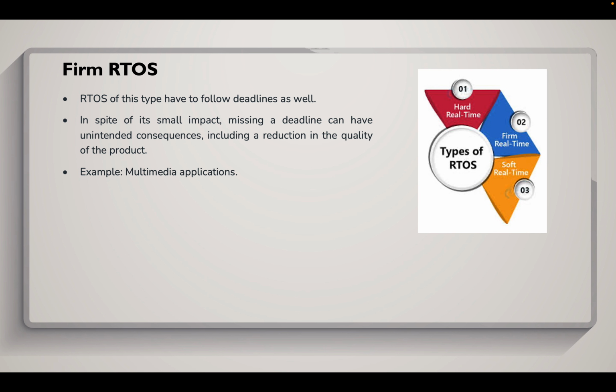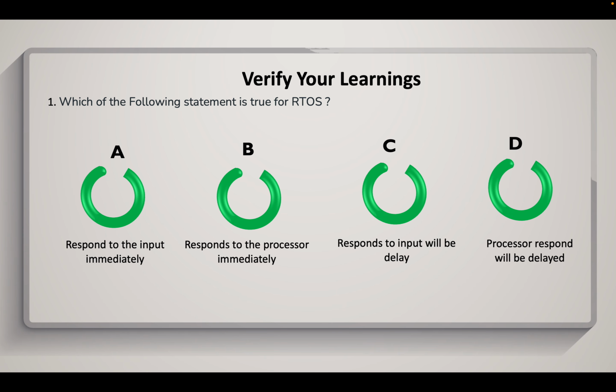Firm RTOS. An RTOS of this type has to follow deadlines as well. In spite of its small impact, missing a deadline can have unintended consequences, including a reduction in the quality of the product. For example, multimedia applications.